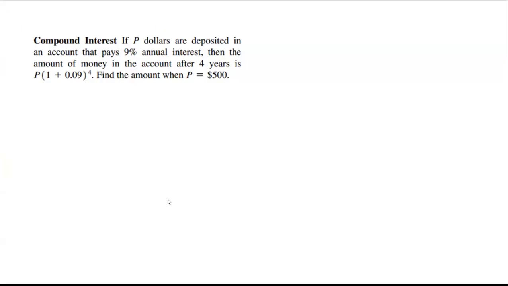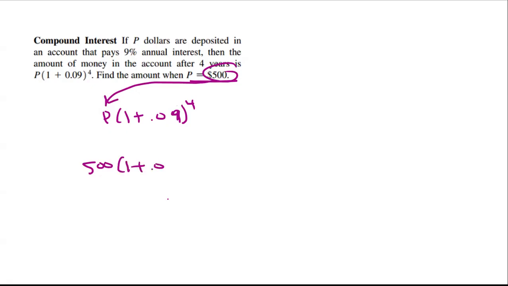Okay, so here we have P times 1 plus 0.09 raised to the fourth power, right? And they tell us find the amount when P is 500. So we're just plugging in 500 here. So that'd be 500 times 1 plus 0.09 raised to the fourth power. Which, as I just mentioned, we need to do inside the parentheses first. So we have to apply PEMDAS here when entering this in a calculator. So we get inside the parentheses 1.09, then raise it to the fourth power.